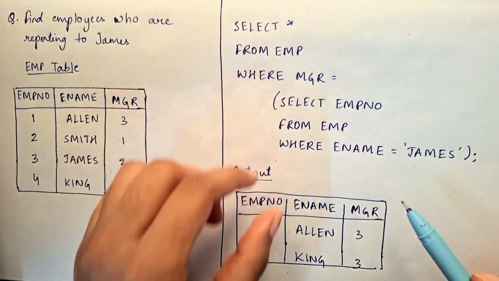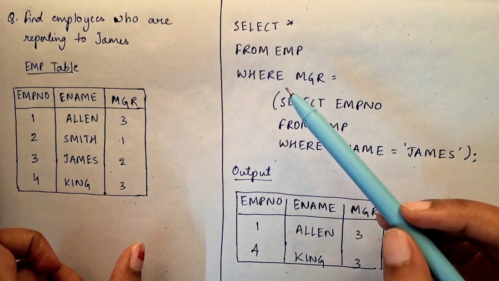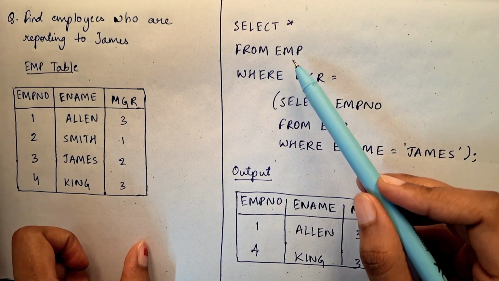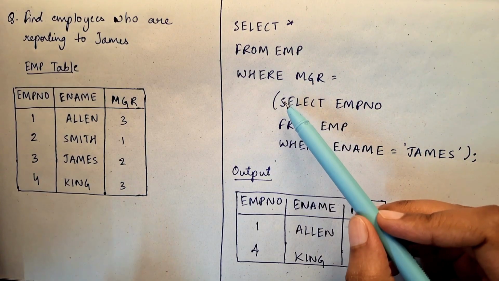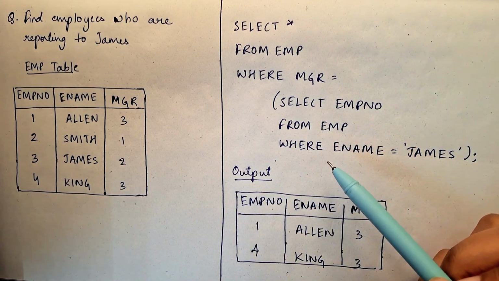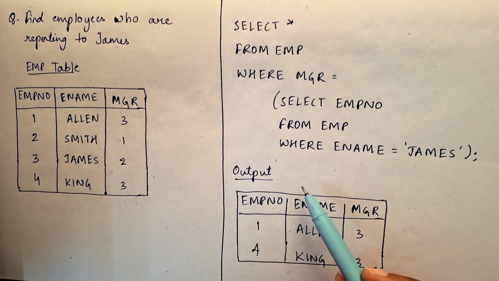Here we are selecting employee details, that is every column. That is why we use asterisk here. And we are getting the data from the EMP table where MGR is equal to the employee number of James. I hope you guys understood this. And how does this query execute?